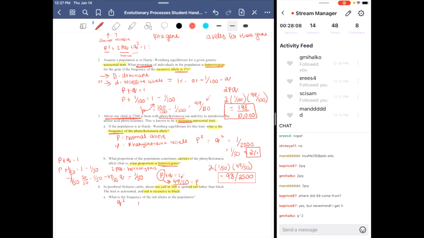So from the question, we know that 1 in 100 have red, so that should equal q squared. And it's asking for the frequency of the red allele. So we need to get that into q equals, and that gives us 1 over 10, or 10%, since it's asking for the frequency.